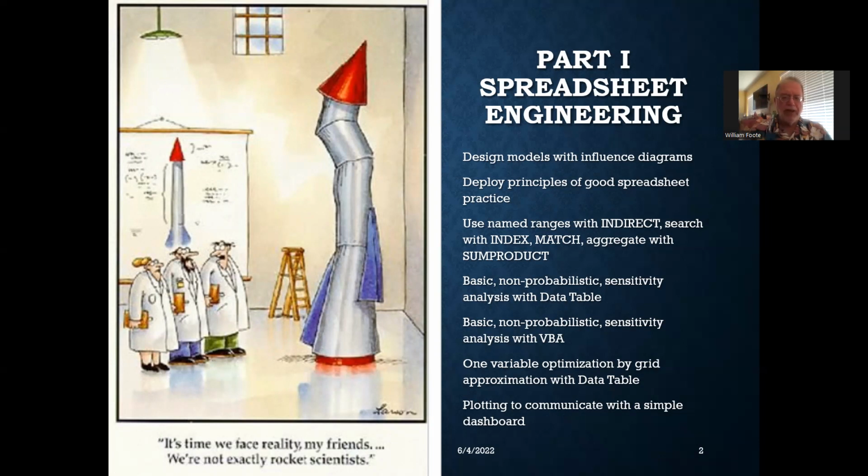Best laid plans of mice and the humanoids. We got a great plan in the background there. But this is what we come up with. Well, we're going to try to straighten this rocket out a little bit as we go through the second part of our spreadsheet engineering sequence.